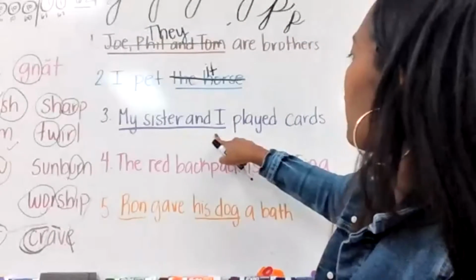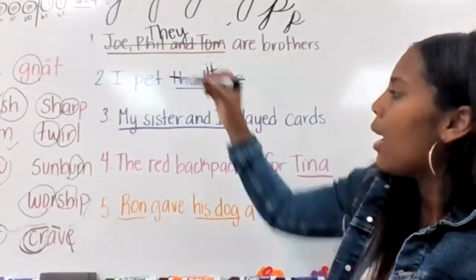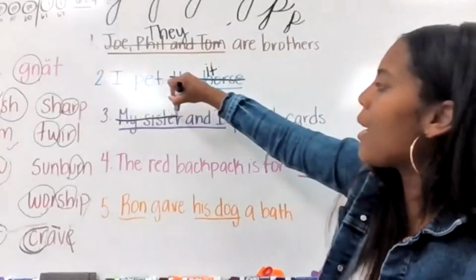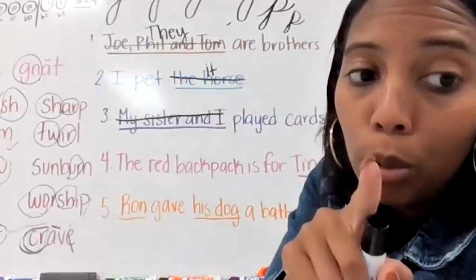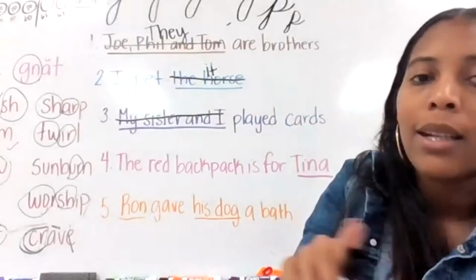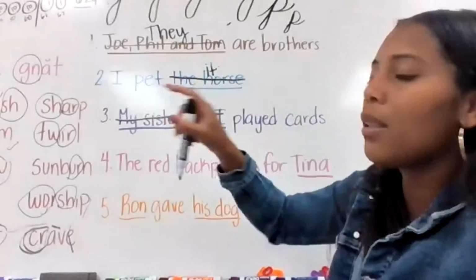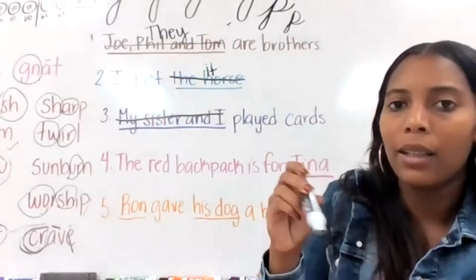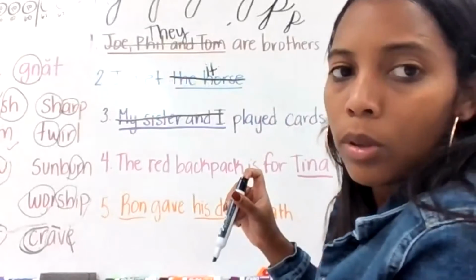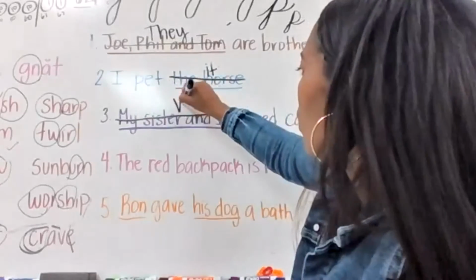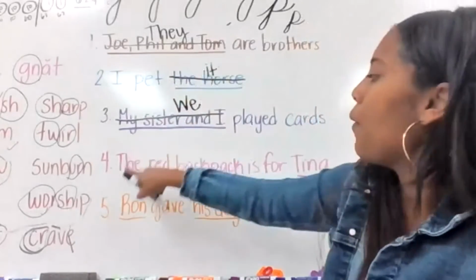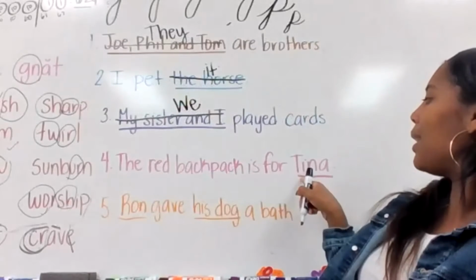Next, my sister and I play cards. I don't want to say my sister and I. So remember, I is you. You would be I. So my sister and I play cards. What could I say in place of my sister and I? Faith? We play cards. Good.